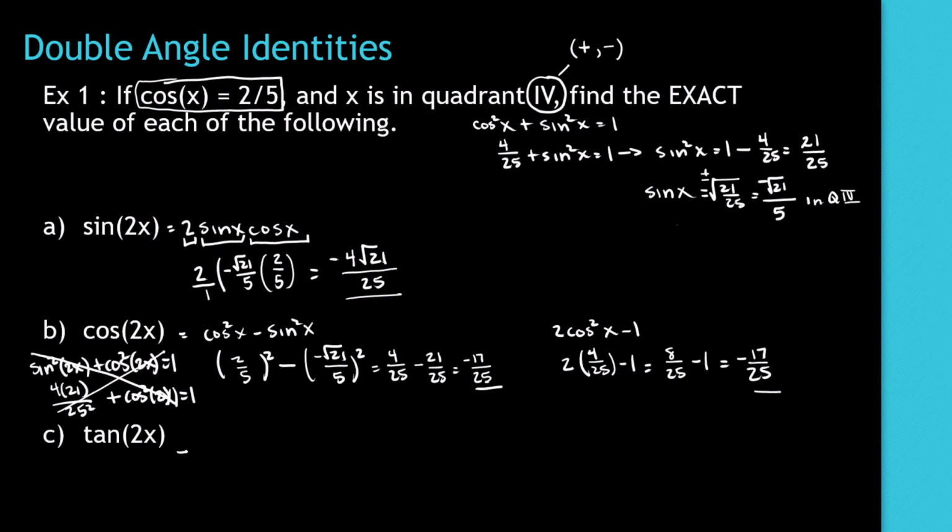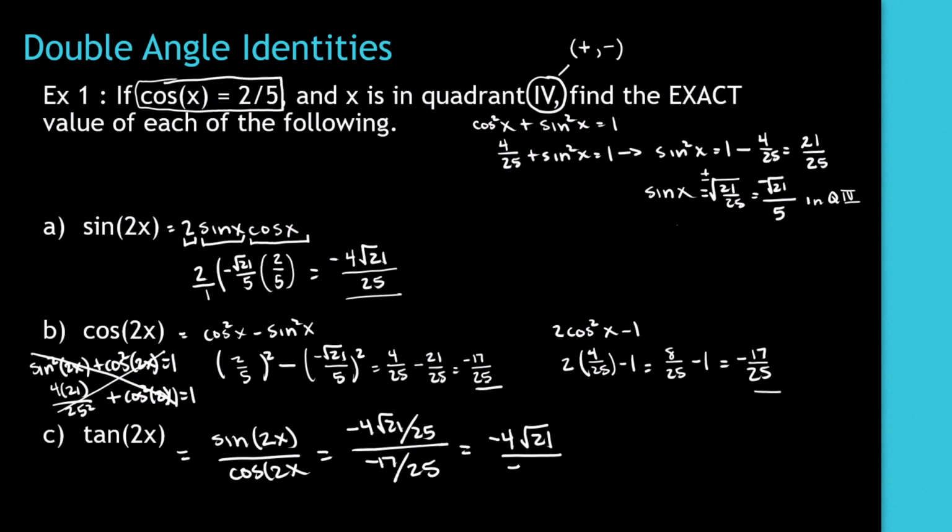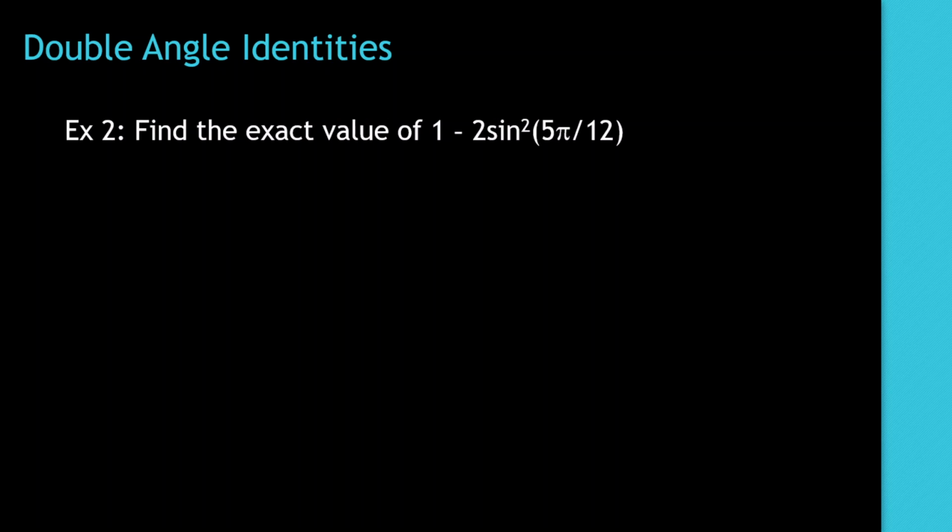Now, to find tangent, we simply put them over each other. So sine of 2x over cosine of 2x. So that's going to be negative 4 square root of 21 over 25 divided by negative 17 over 25. So the 25s are going to cancel, and the negatives are going to cancel, and we end up with a positive result. Okay. All right, let's do another one.